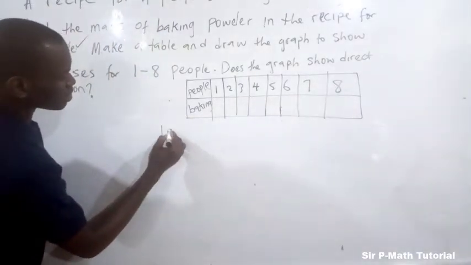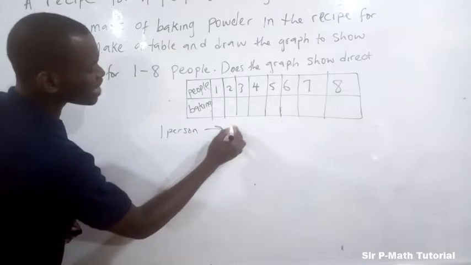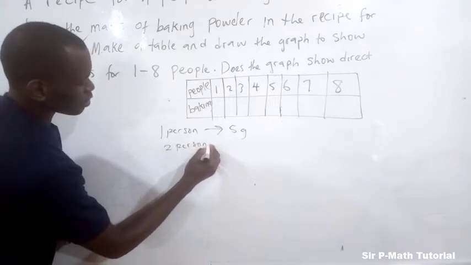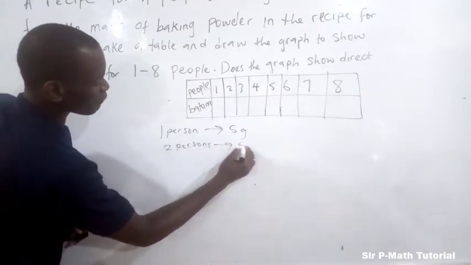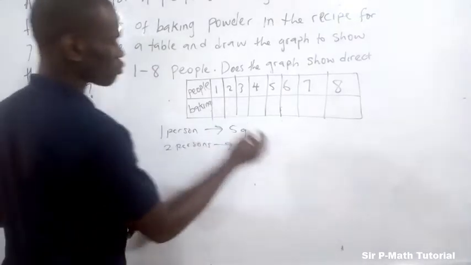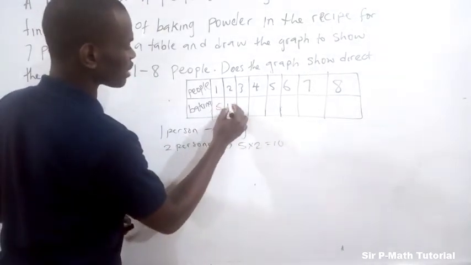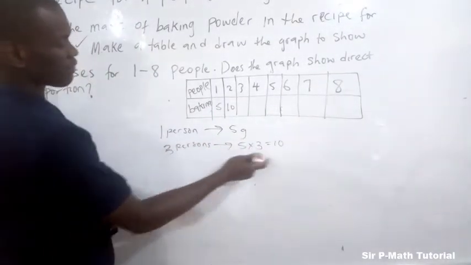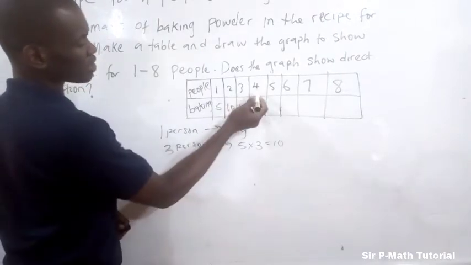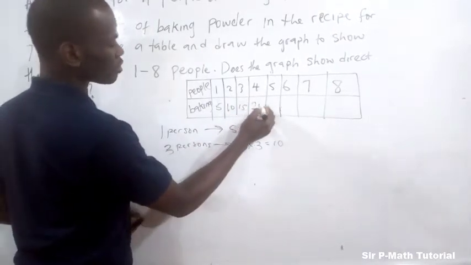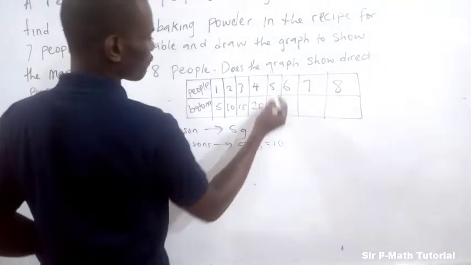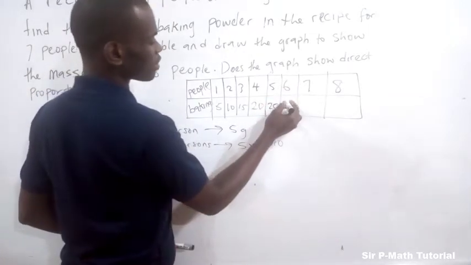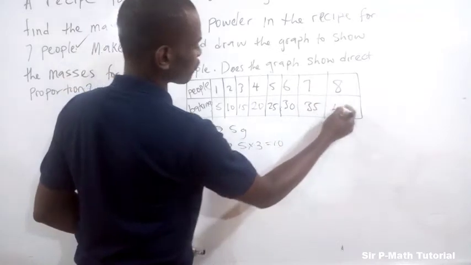Since 1 person needs 5 grams, for 2 persons I will say 5 times 2, which gives me 10. Then for 3 persons, 5 times 3 gives me 15. Then for 4 persons, 4 times 5 will give me 20. Then 5 times 5 will give me 25. Then 6 times 5 will give me 30. 7 times 5 is 35, and 8 times 5 is 40.